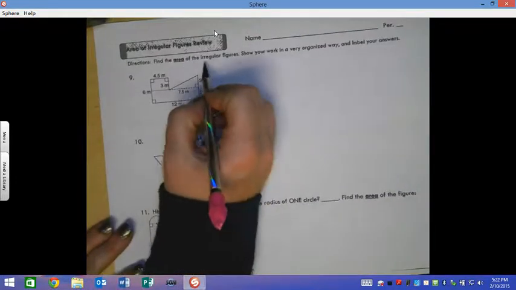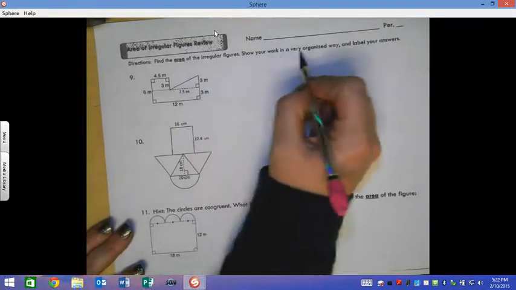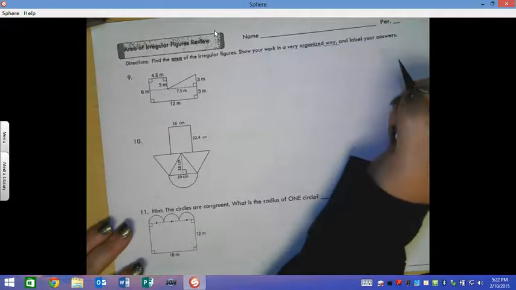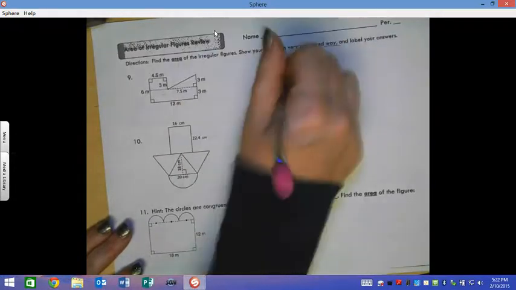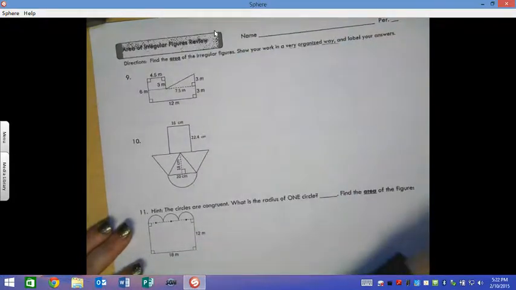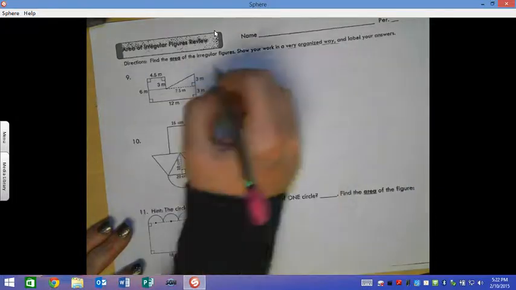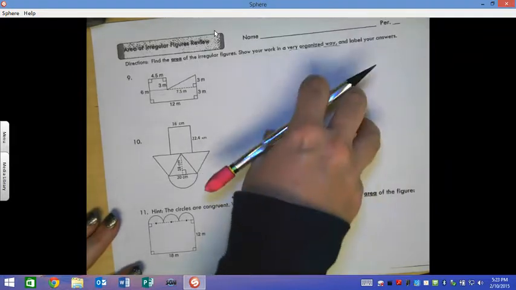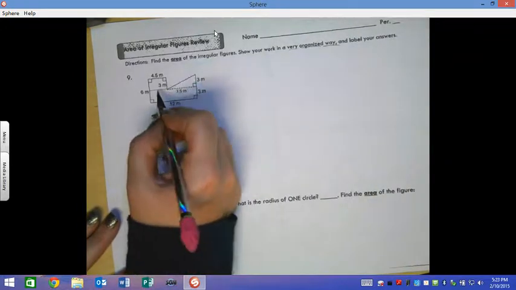So notice your directions. Find the area of the regular figures. Show your work in a very organized way and label your answers. So I do not want to see scribble scrabble all over the paper. I want to see a nice, neat, orderly set of work here. So I'm going to do the little one first.